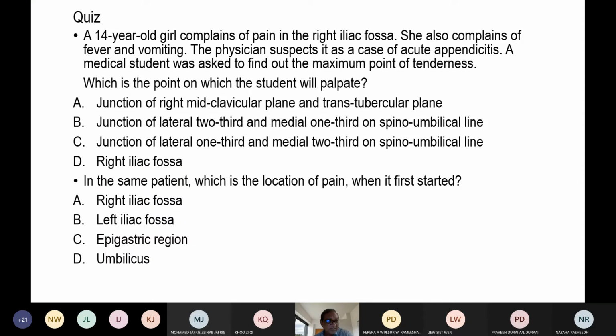Student, can any student read this? Can any student read this question? Sure, doctor.